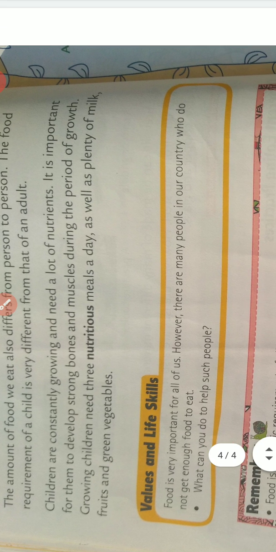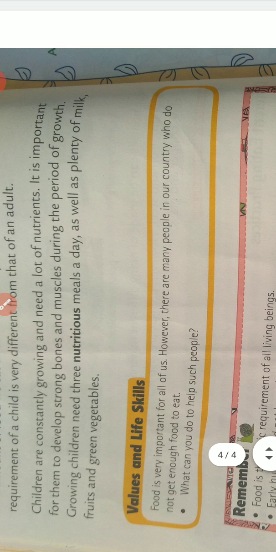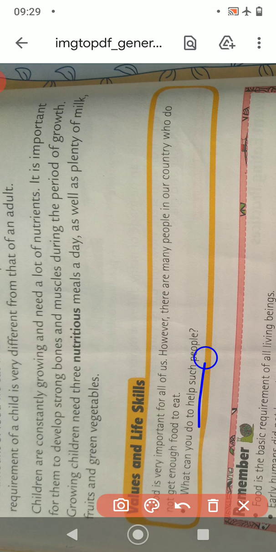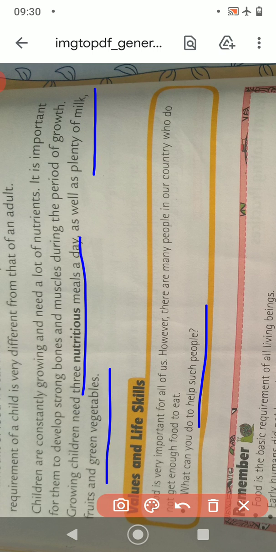Okay, values and life skill. Food is very important for all of us. However, there are many people in our country who do not get enough food to eat. So can you help such people, children? Here you can see that there are many people in India who do not get food. You are so blessed to have so much nutritious food. So how many nutritious meals should you take in a day? You should take three nutritious meals in a day. And what else? You should have plenty of milk, fruits and green vegetables.